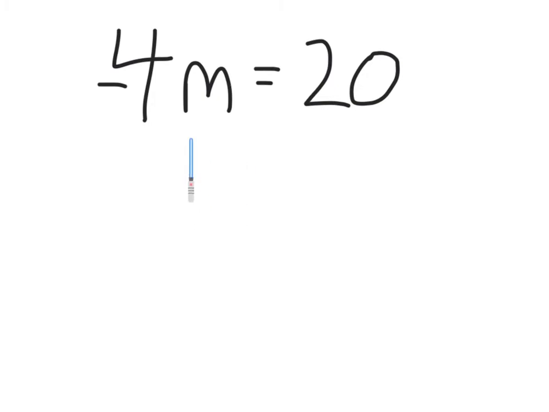Moving forward, we've got negative 4 times m equals negative 20. First off, what's happening to the variable? It's being multiplied by negative 4. What's the opposite of multiplication, the inverse? Divide by negative 4. Negative 4 divided by negative 4 is 1. Those cancel each other out, leaving us with 1m, or just m.